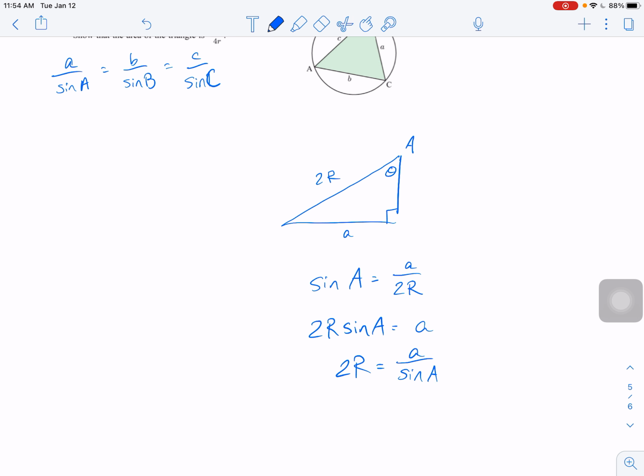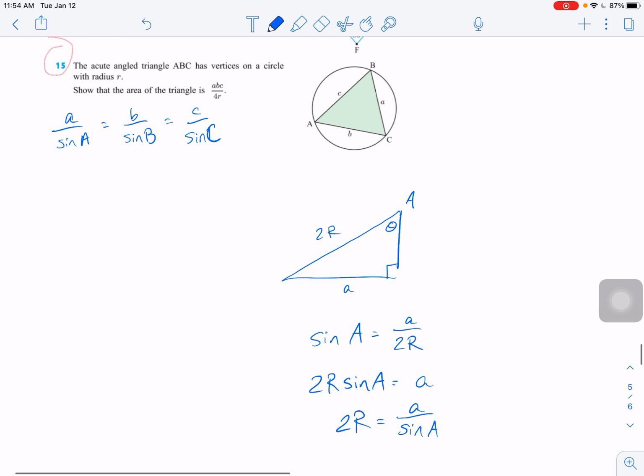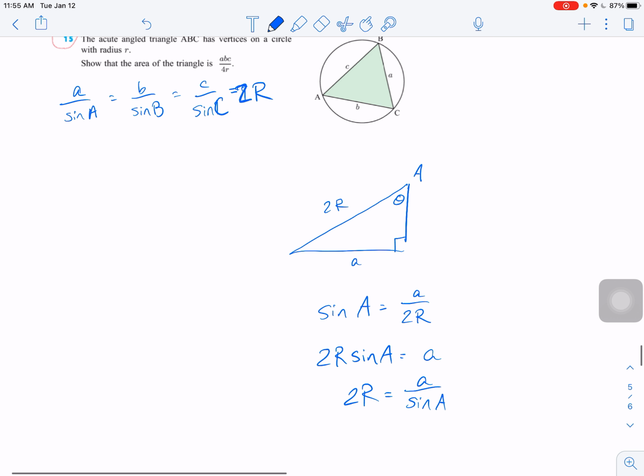I'm not exactly sure if IB just expected you to go Google this, because they don't put this in the book. But here we go. So this is kind of what verifies that this is equal to 2r.